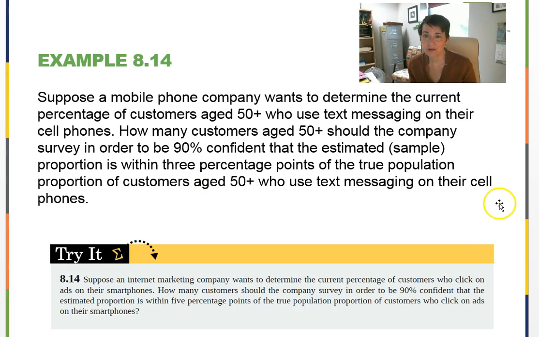So this is just one of those examples here. A mobile phone company wants to determine the current percentage of customers over a certain age who use text messaging. So how many customers age 50 should the company survey in order to be 90% confident? So this is the kind of problem that would use that formula here.